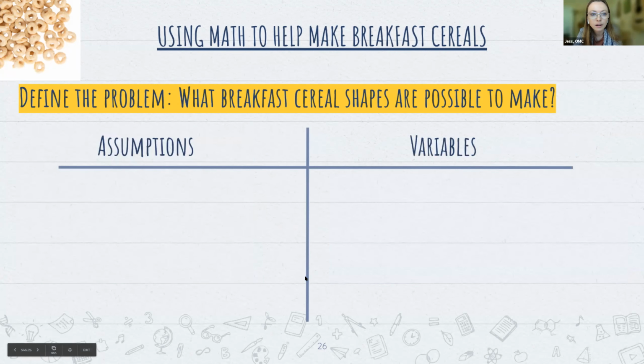So, defining the problem, it was really what breakfast cereal shapes are possible to make for particular die shapes. If anyone has any thoughts on what assumptions or variables might be in this model, feel free to throw them out or put them in the chat. I think that would be so complex that the only practical way would be to design a physics simulation for the problem on the computer and then graph the data there.